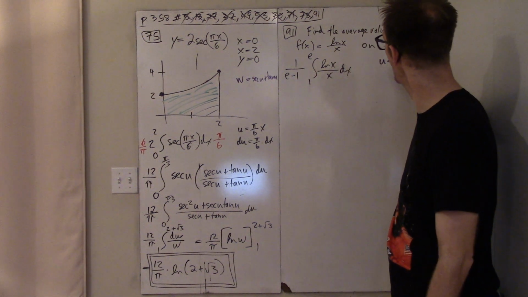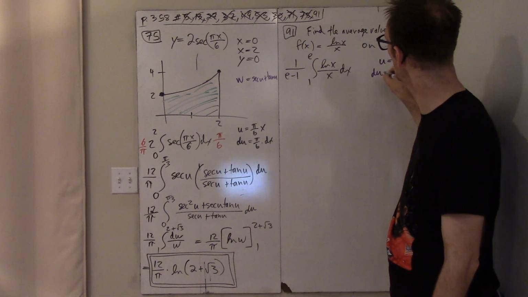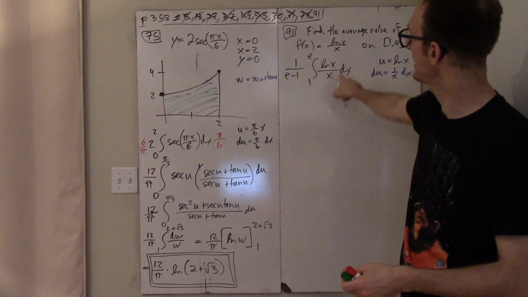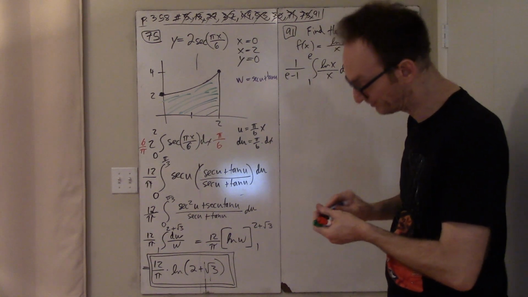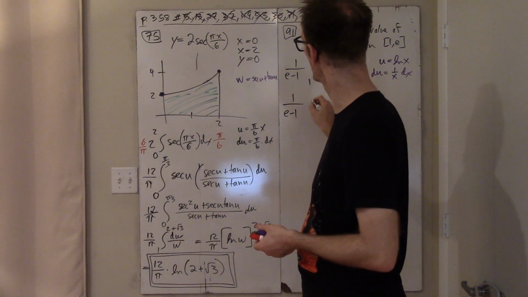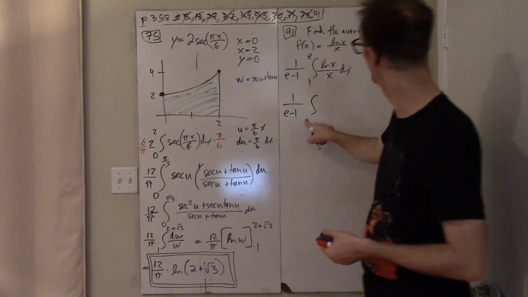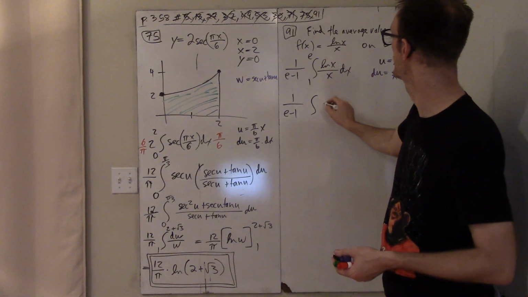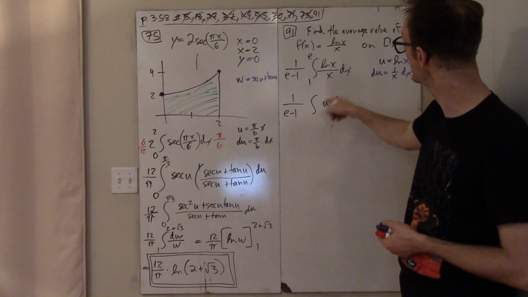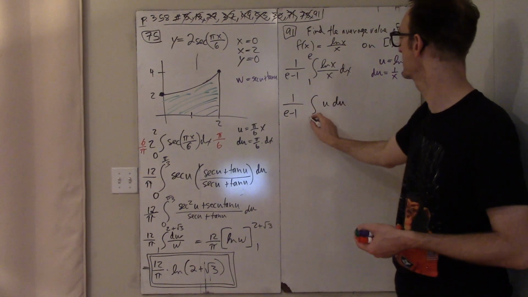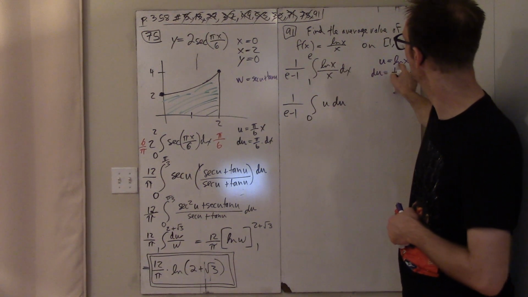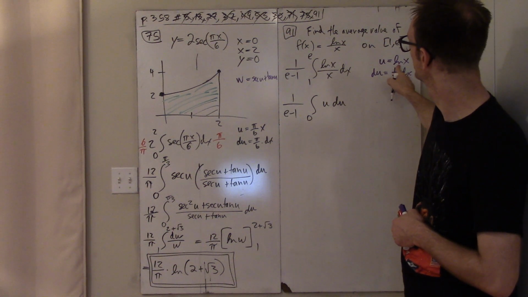If I let u be ln x, then du is just 1 over x dx, and that's exactly what I have sitting there. So this becomes 1 over e minus 1 times the integral of just u du. And now I have to change my limits of integration. When x is 1, ln of 1 is 0, so this becomes from 0 to, and when x is e, ln of e is 1.